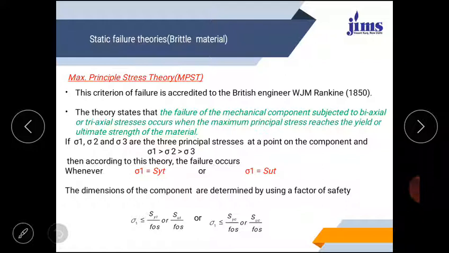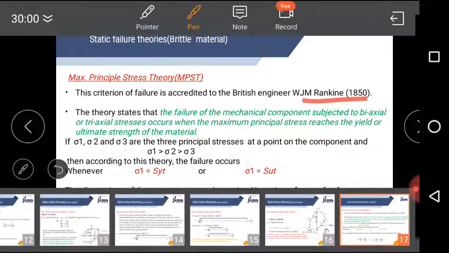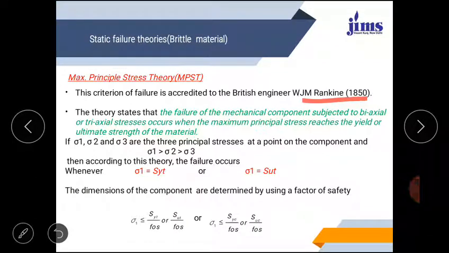The criterion of failure was proposed by the British engineer W.J.M. Rankine, so sometimes it is known as Rankine's theory. The theory states that the failure of a mechanical component subjected to biaxial or triaxial stresses occurs when the maximum principal stress reaches the yield or ultimate strength of the material. So the language is again very similar to the previous theories of failure.